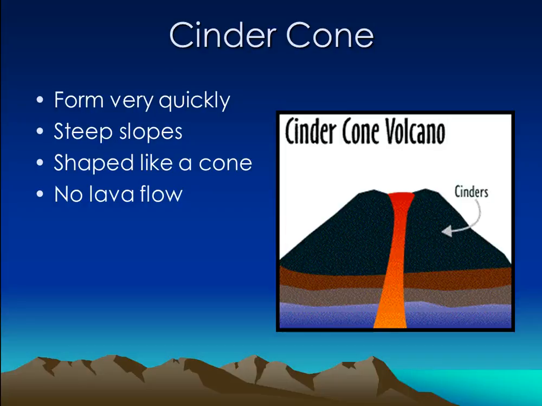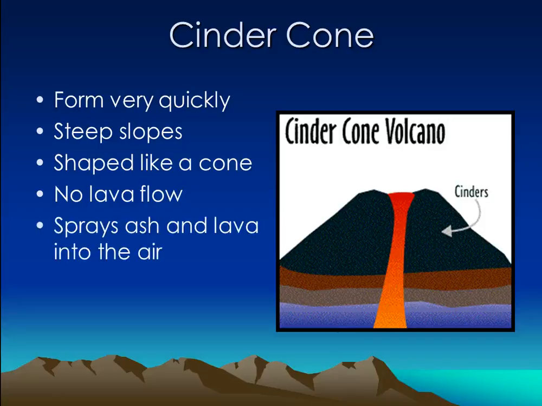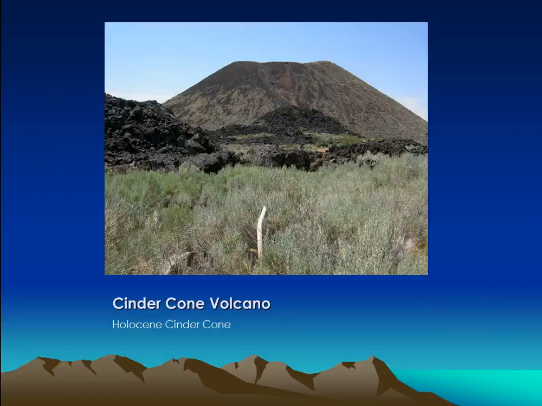Out of a cinder cone volcano, the lava just rests right on top of that cone. It sprays ash and lava into the air. Here you see an example of a cinder cone volcano. Notice how up at the top there's that little indentation. That's where the lava settles in the volcano. That's why we said there's really no lava flow. It just chills up there after it has been released from the volcano.